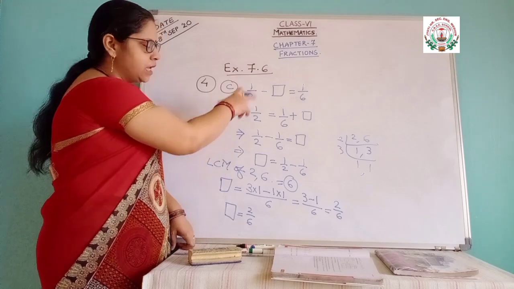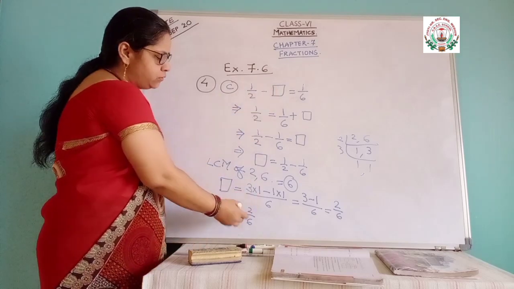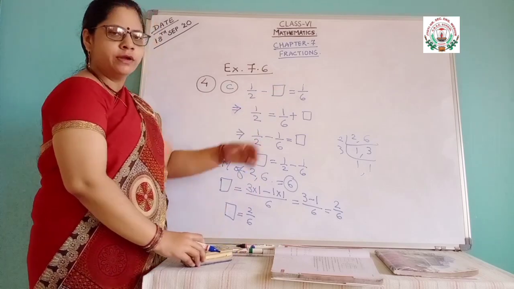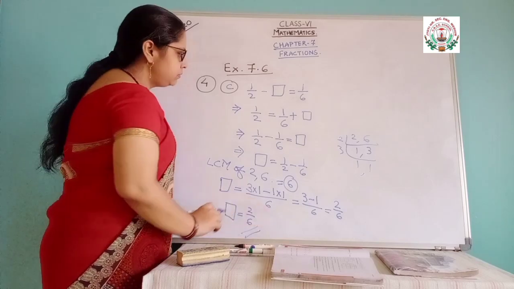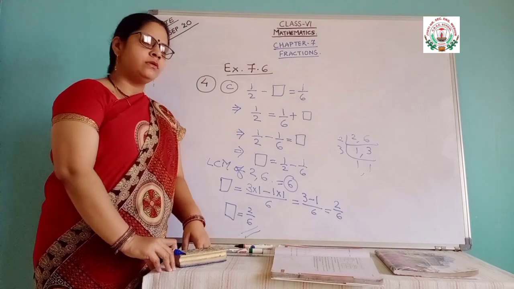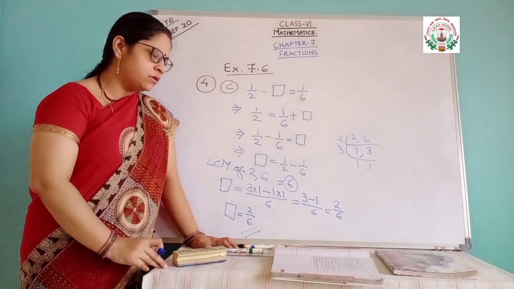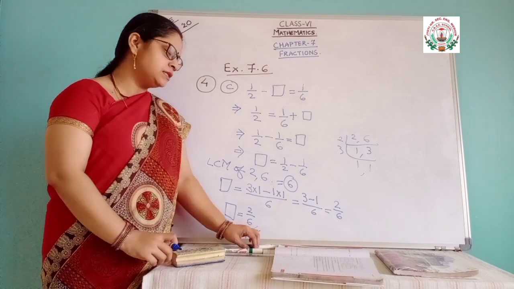You can do the checking also. Means 1 by 2 minus, instead of this box you can write 2 by 6 and then check, you will get the same value 1 by 6. In this way, the value of this box is 2 by 6. So in this way we have completed question number 4, and we have completed exercise 7.6 also, and finally we have completed our chapter number 7.